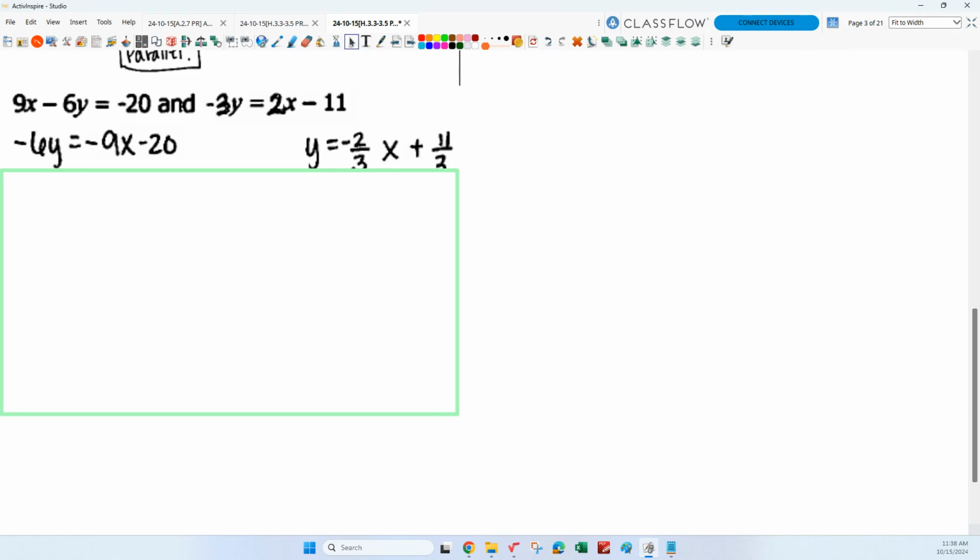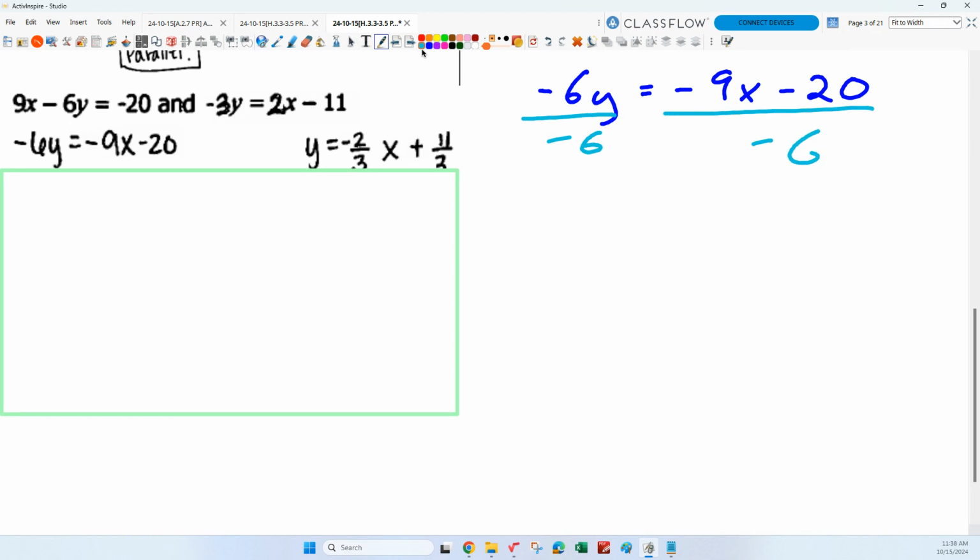Okay, so now let's look at that. If I divide by -6, let's look at that math real quick. -6y equals -9x minus 20. We're going to divide each side by -6. But that gives me a common denominator on the right. I don't really want a common denominator, do I? I want to split those fractions up, which is no big deal.